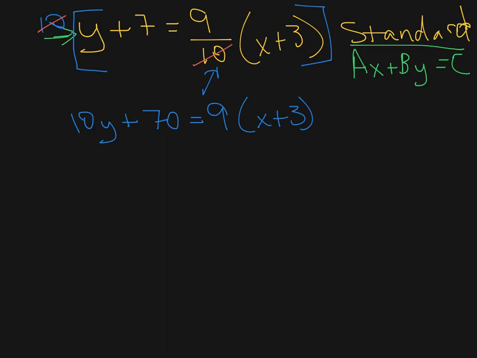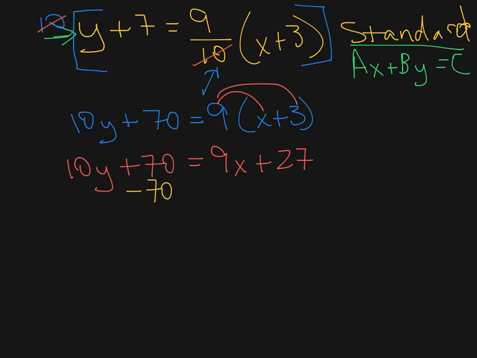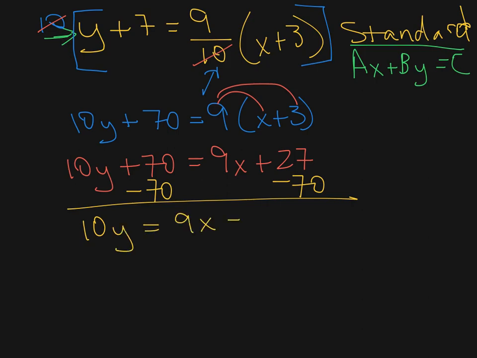So the next step is to distribute that 9. Remember, my end goal is to end up in standard form. So it's going to be 10y plus 70 equals 9x. I'm distributing, so the 9 to the x and the 9 to the 3, which would be 27. Okay, now notice in standard form the ax has to come in front, and all constants are going to be on the other side. So I'm going to subtract this 70 from both sides, and it's going to give me 10y equals 9x minus 43.